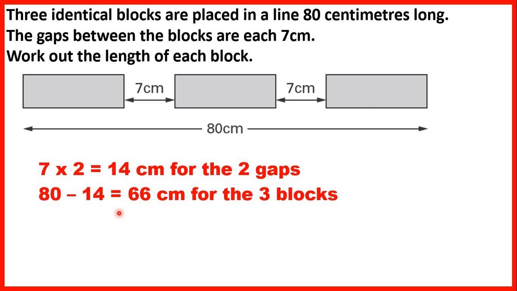And if 3 blocks take up 66, we can work out 1 block by dividing 66 by 3. And that gives us 22 centimetres as the length of each block. And we can check: 22 plus 7 plus 22 plus 7 plus 22 is 80.